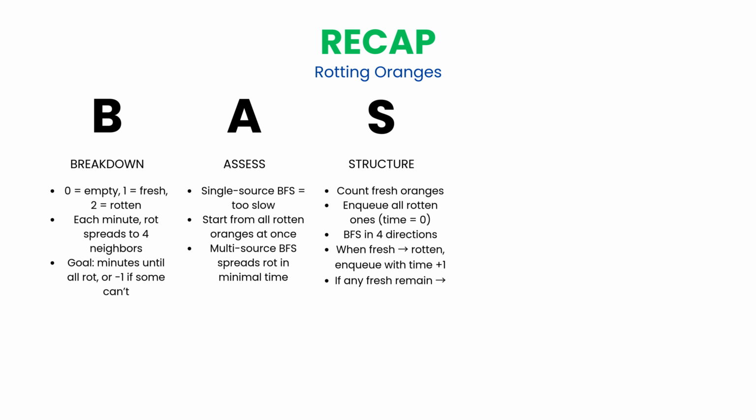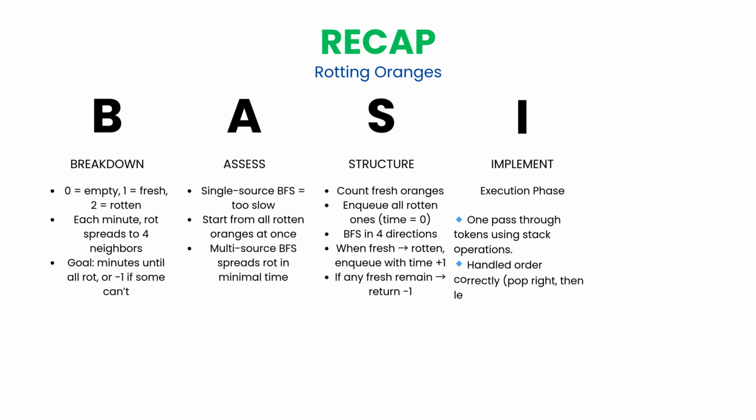The plan: scan the grid to count fresh oranges and enqueue all rotten ones with time 0. Run BFS in 4 directions. When a fresh orange turns rotten, push it to the queue with time plus 1. Track minutes until the queue is empty. If any fresh remain, return -1.